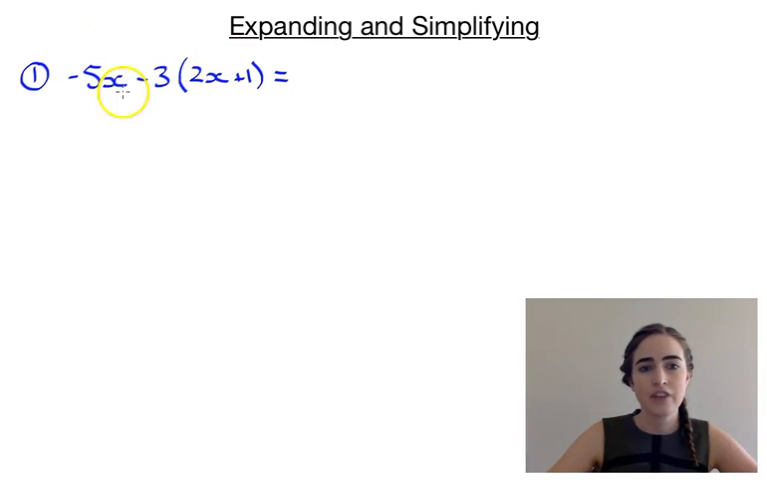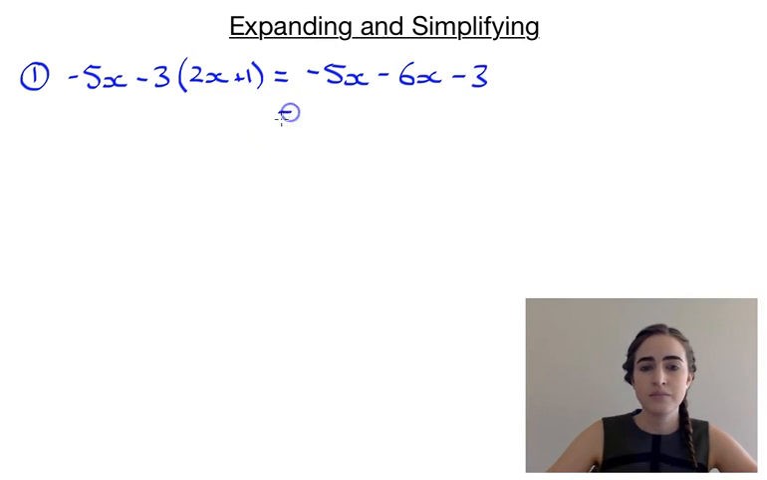So the minus 5x isn't related to the brackets, so it's just going to stay as it is. But this minus 3, we need to expand that out, which means we're going to multiply everything inside the brackets by that minus 3. So the minus 3 times 2x would give us minus 6x. And then minus 3 times 1 would give us minus 3.